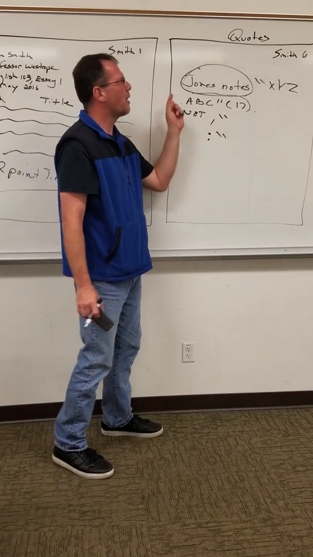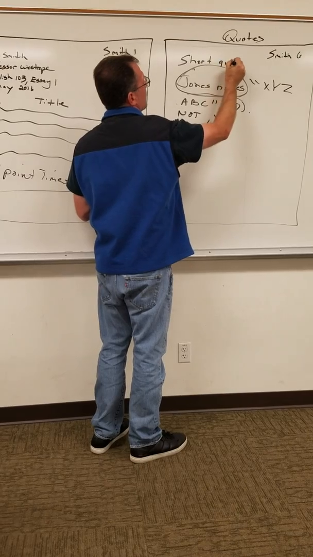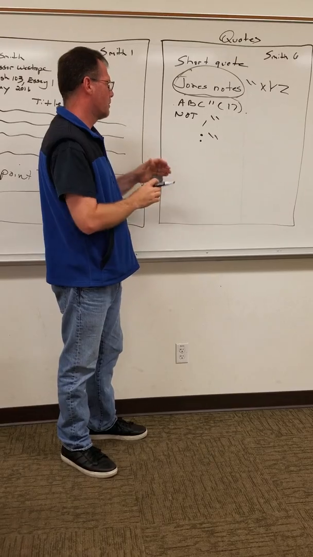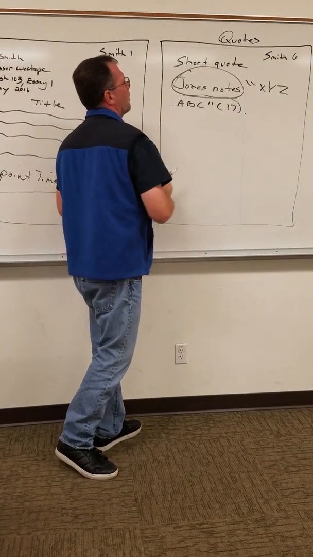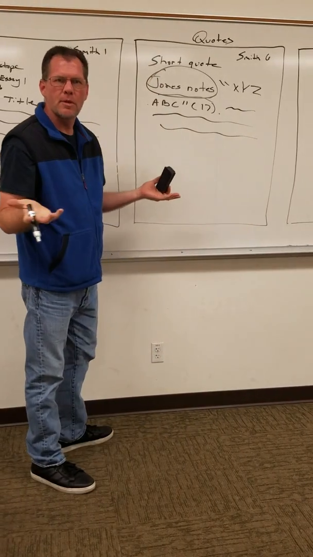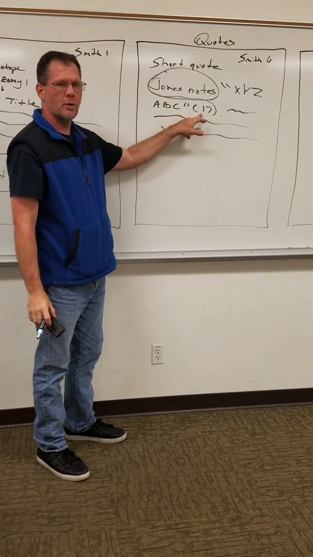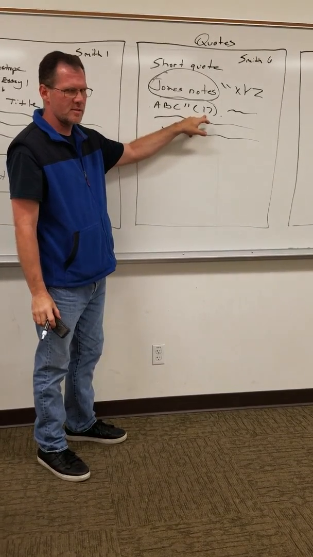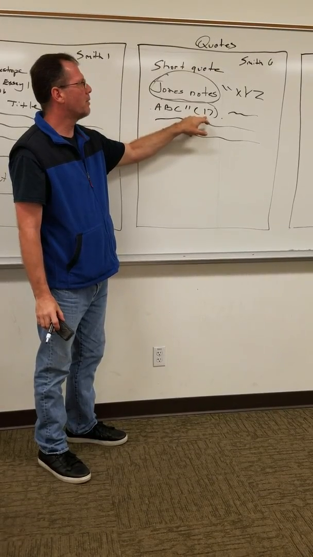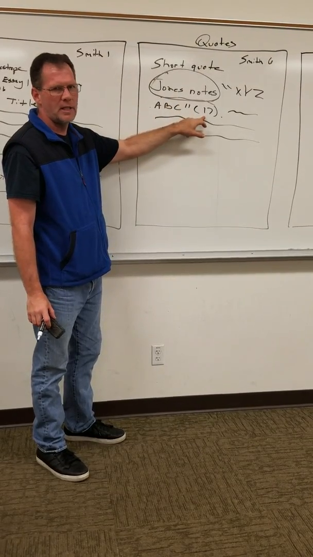The example that I gave right here would be considered a short quote. Short quotes simply go in the paragraph, and when you're done with them, you just continue writing. The citation at the end of a short quote is done like this in most instances. You will have the author's name and page number. However, if the author's name is given in the signal phrase, only the page number is required.